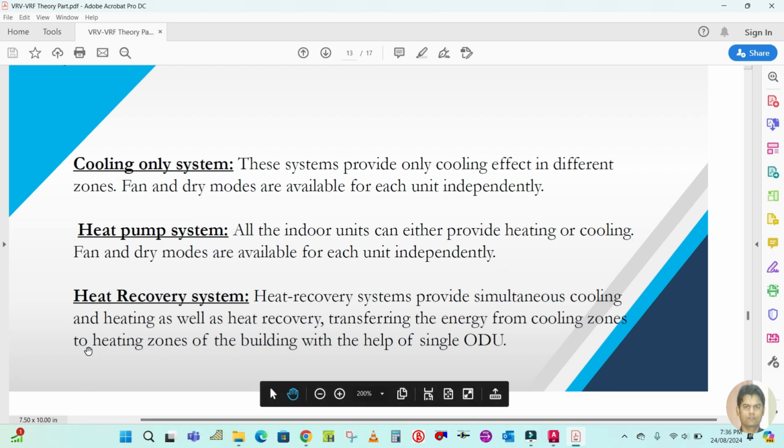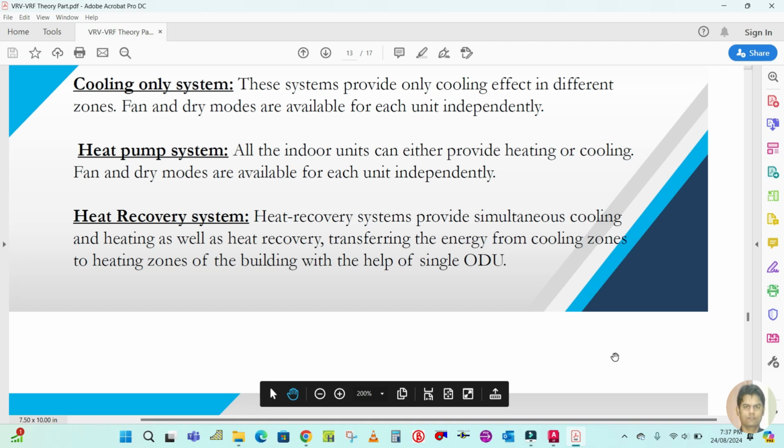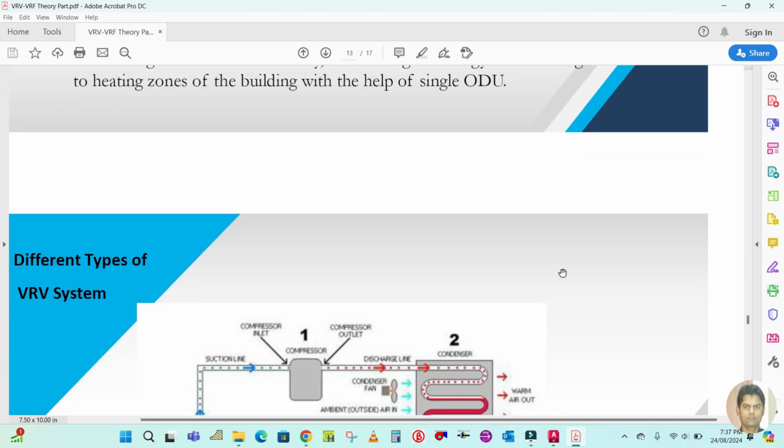Next and last is the heat recovery system. In this system you can use the units simultaneously in either heating mode or cooling mode, so both can work simultaneously. The heat recovery system provides simultaneous cooling and heating as well as heat recovery, transferring the energy from cooling zones to heating zones of the building with the help of a single ODU. So with a single outdoor unit, you can use heating and cooling at the same time.